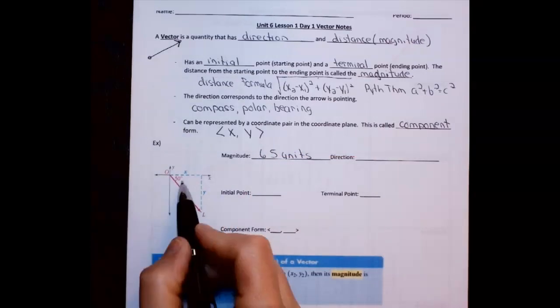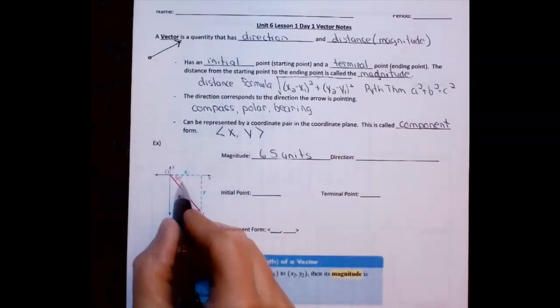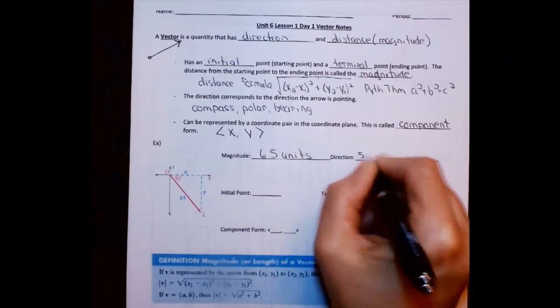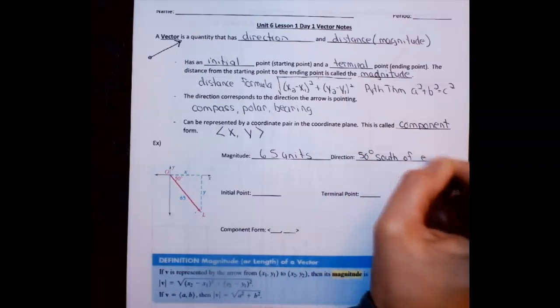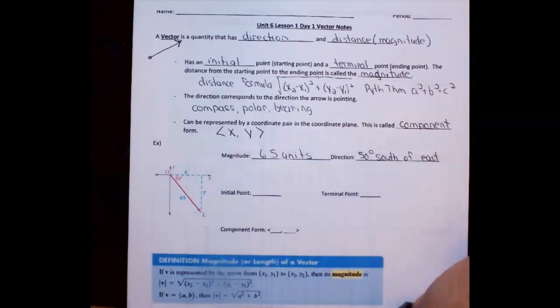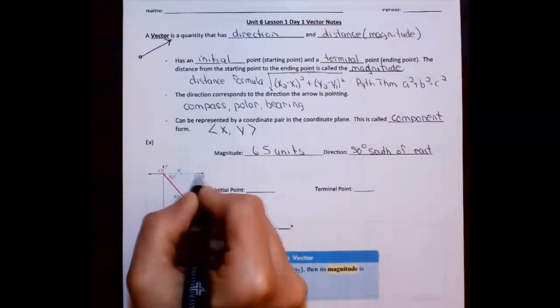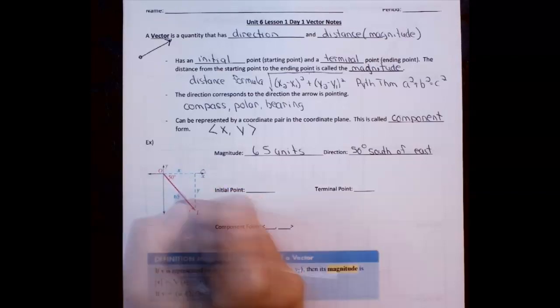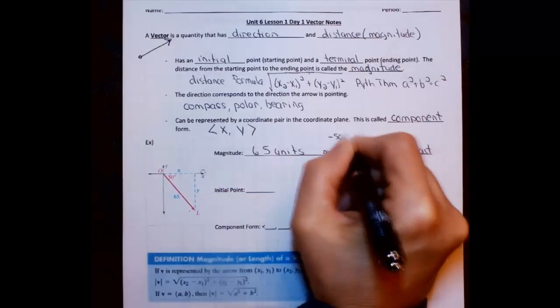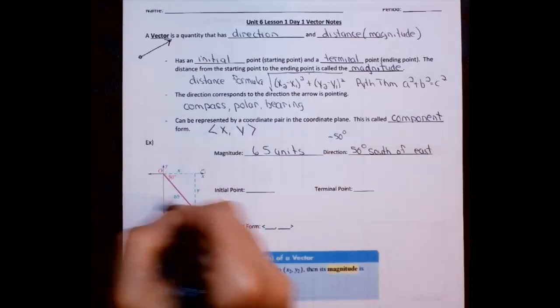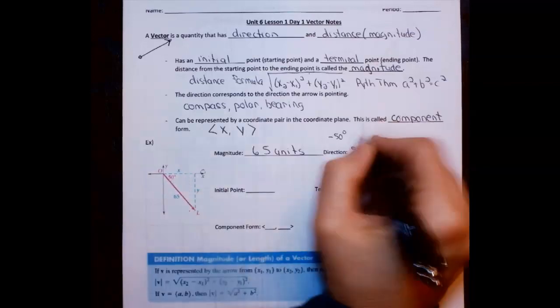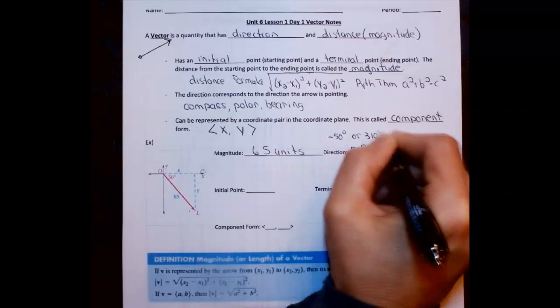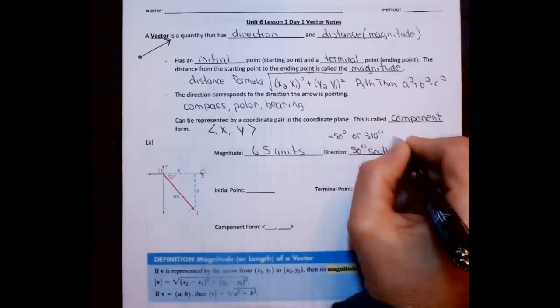The 50 degrees, again, there's a couple different ways we can talk about it. If we were going to do it in compass form, we would have 50 degrees south of east. If we were doing it in polar form, remember that's with respect to the unit circle. So remember the unit circle, I'm always starting here. If I'm going this direction, that would be negative 50 degrees. Or if I was going all the way around the unit circle, all the way around is 360, but I'm subtracting that 50. So that could also be 310 degrees. And again, that is in polar form.